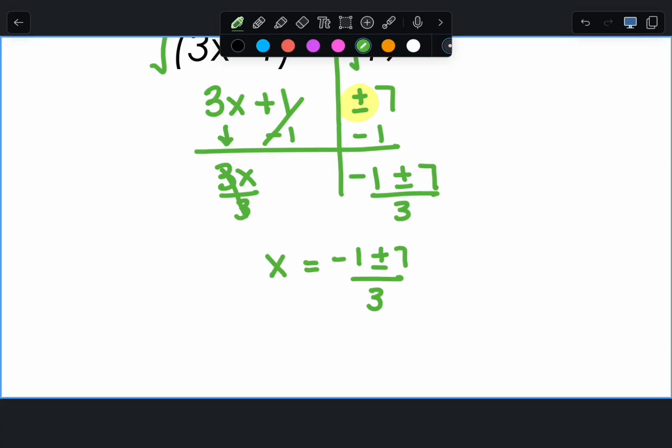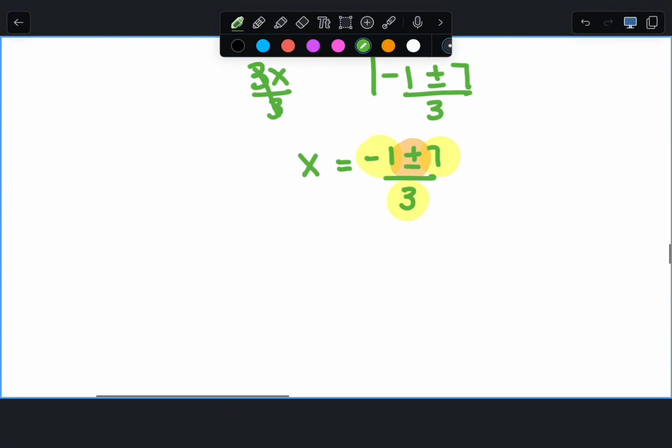We're not done. Why are we not done? Because we have to split it. They're all whole numbers. Whole number, whole number, whole number. So yes, we're going to take that positive negative and split it. So we're going to have x is equal to -1 plus 7 over 3. And on the other side, x is equal to -1 minus 7 over 3.